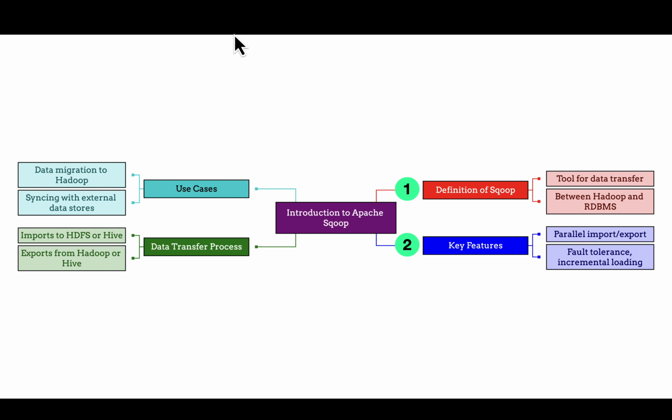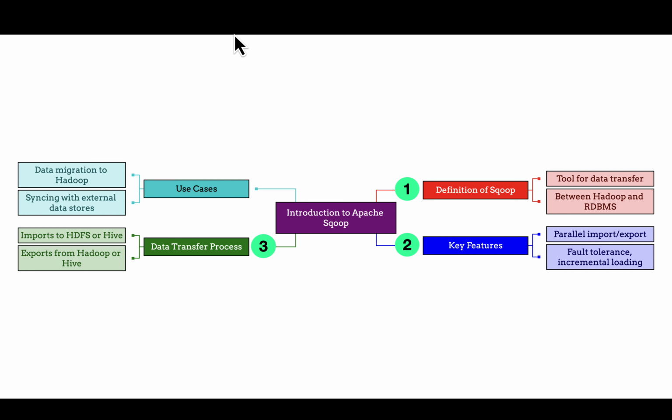2. Key features. Sqoop provides parallel import/export, fault tolerance, incremental loading, and support for large objects, blobs, clobs. It supports various RDBMS and data warehouses, making it versatile for different data integration scenarios.